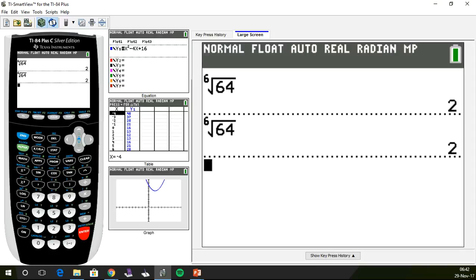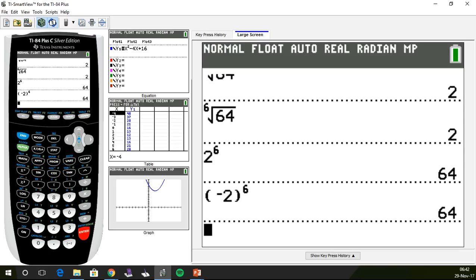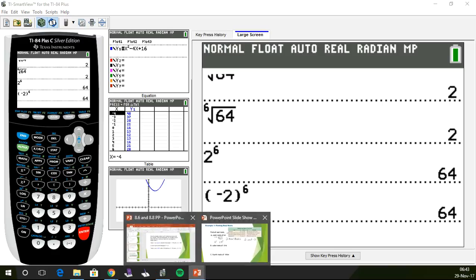Let's give that a try. 2 to the 6th power equals 64, and then in parentheses, negative 2 to the 6th power should equal 64 as well. So you see, you get those two roots, 2 and negative 2, positive, negative.